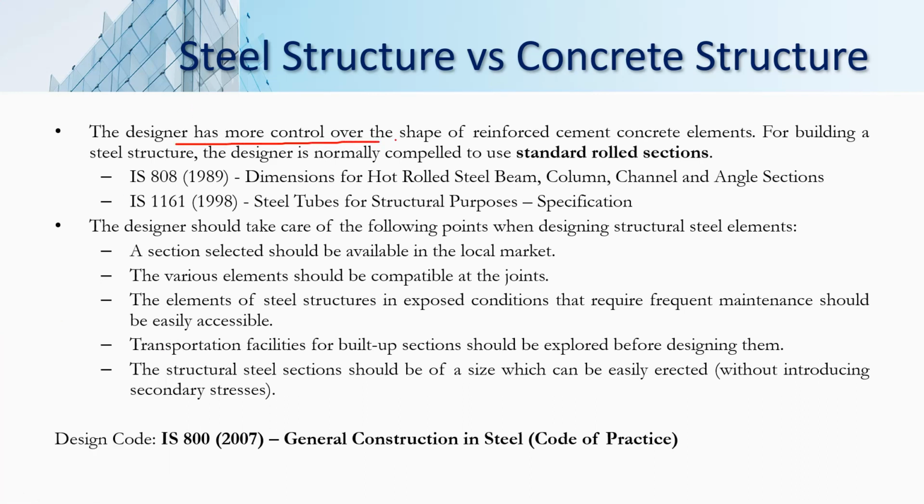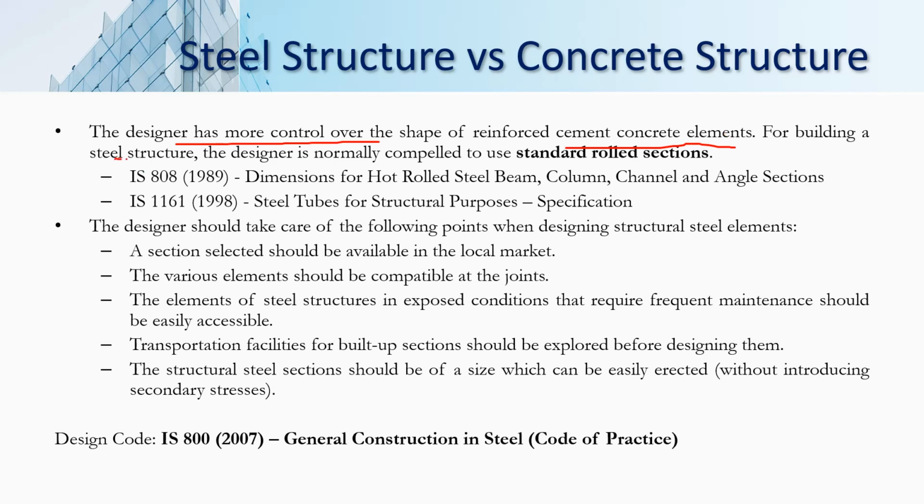The designer has more control over the shape of reinforced cement concrete elements, because our reinforced element cross sections, whether it be column, beam or slab, are cast in situ, directly at our site. So we have more control over the shape of reinforced concrete elements because we make them from scratch. We assemble all the required materials including cement, fine and coarse aggregates, and any water admixture if necessary, and then we cast the concrete elements into shape at our site itself.